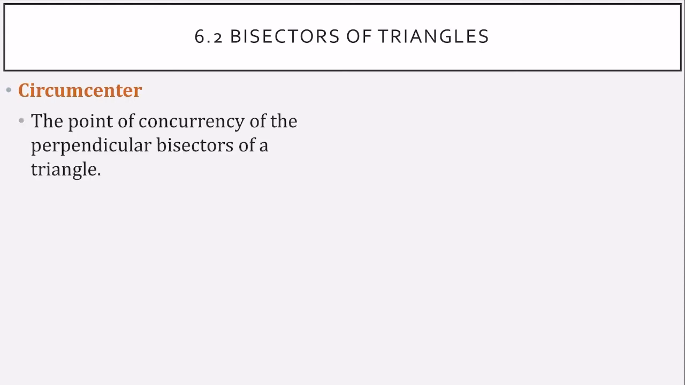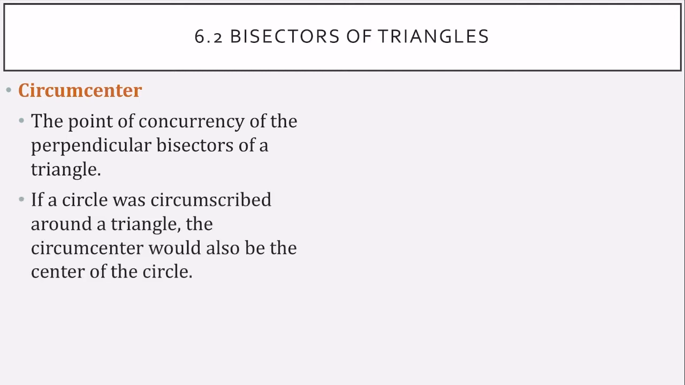We get another term called the circumcenter, which is the point of concurrency of the perpendicular bisectors of a triangle. So the place where the 3 perpendicular bisectors of the triangle meet is the circumcenter. The reason why we call that, because if a circle was circumscribed around the triangle, or drawn around the outside of a triangle, the circumcenter would be the center of the circle.